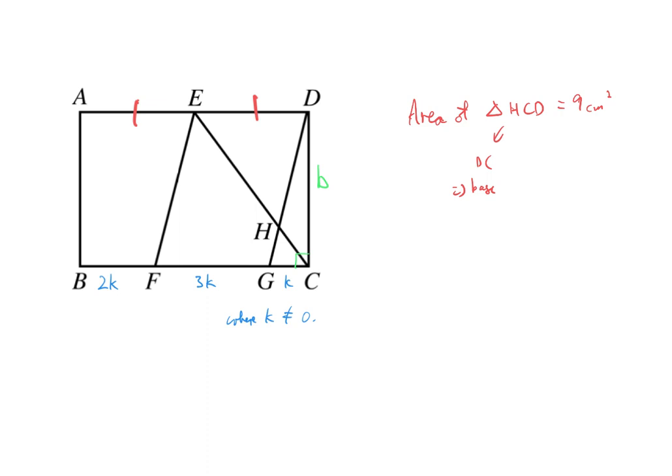First of all, we may consider the area of triangle DGC, which is equal to the area of triangle HCD plus the area of triangle CGH.